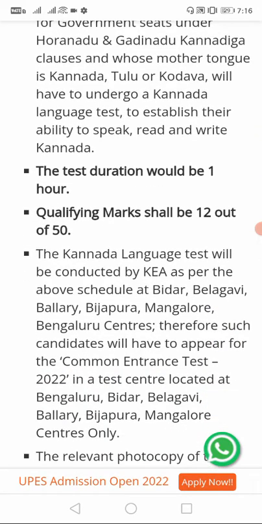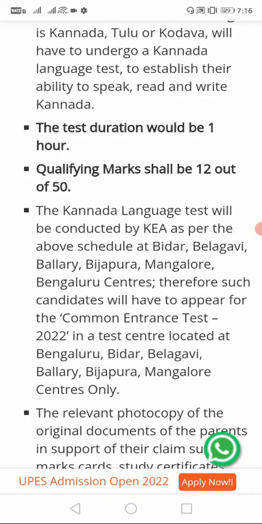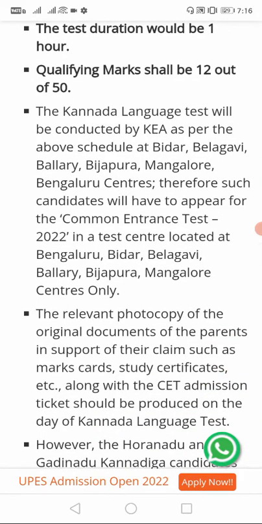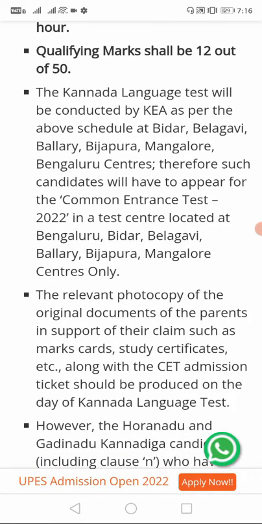Okay, the test duration will be 1 hour. Qualifying marks shall be 12 out of 50. For 50 you should take 12. The Kannada language test will be conducted by KEA as per the above schedule at Bidar, Belgaum. They have mentioned the places here. You can look at the places. Therefore, such candidates will have to appear for the Common Entrance Test 2022 at the test centers located at Bangalore, Bidar, Belgaum, Ballari, Bijapur, Mangalore centers only. So the students who are appearing for this Kannada language test, they have mentioned the centers, particularly only these Bidar, Belgaum, Ballari, Bijapur, Mangalore and Bangalore centers.